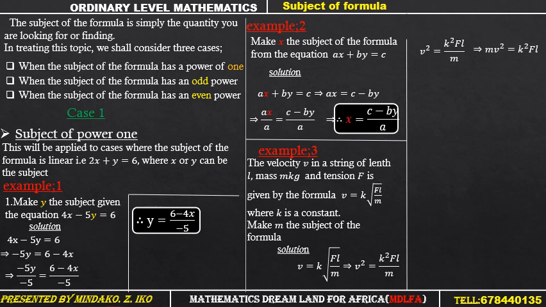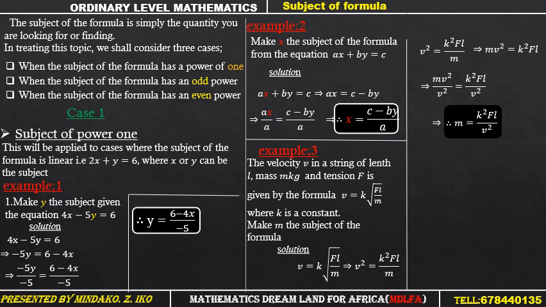Okay, but now in the previous examples, we noticed that whenever something is disturbing what we are to make the subject of the formula, we divide by that thing that is disturbing. So we are going to have mv squared divided by v squared equals k squared fl divided by v squared. This v squared will cancel with the other v squared up here, and m will be left alone. So we have m equals k squared fl divided by v squared. So that is it.